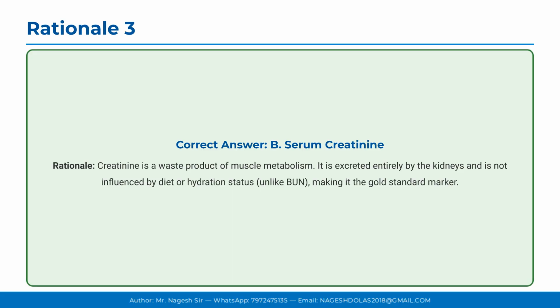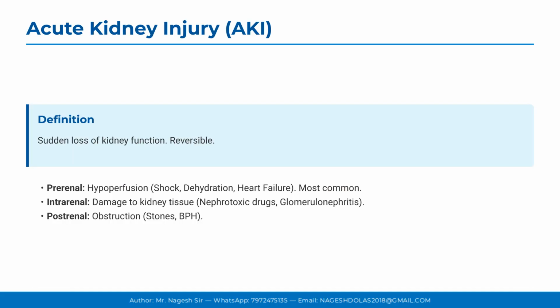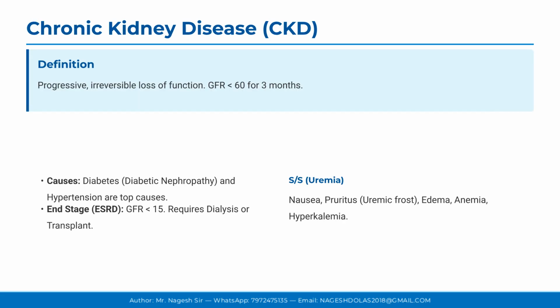Creatinine is the gold standard marker because its excretion is not significantly influenced by diet or hydration, unlike BUN. Acute kidney injury, or AKI, is a sudden and reversible loss of kidney function. It can be pre-renal due to hypoperfusion, intrarenal due to tissue damage, or postrenal due to obstruction. Chronic kidney disease, or CKD, is an irreversible loss of function, often caused by diabetes and hypertension.